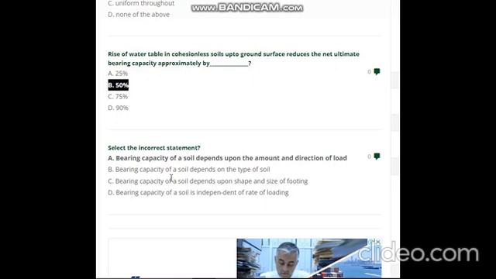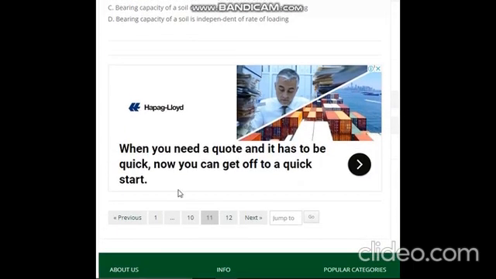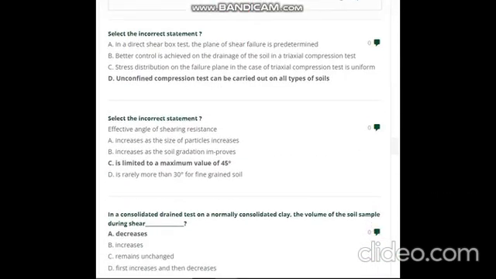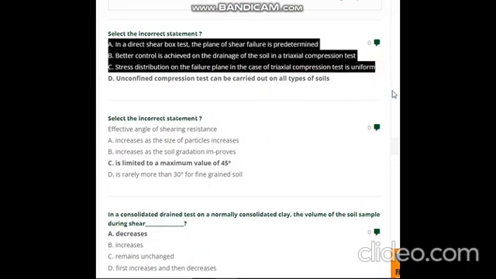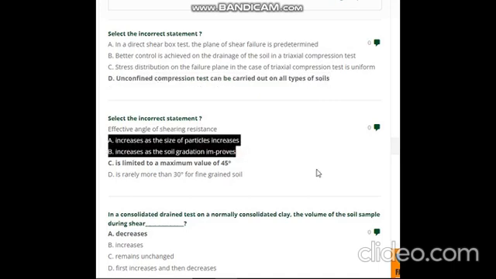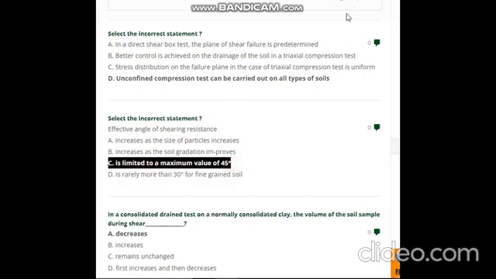Select the incorrect statement. Bearing capacity of soil depends upon the amount and direction of load. Select the incorrect answer. All these three are correct, and the last one, unconfined compression test can be carried out in all types of soil. This is wrong. Select the incorrect statement. All are correct, and C is not correct.